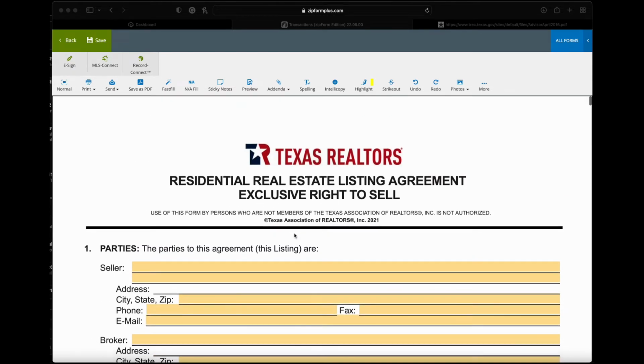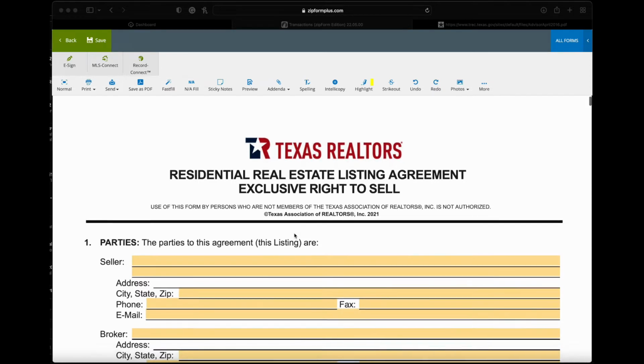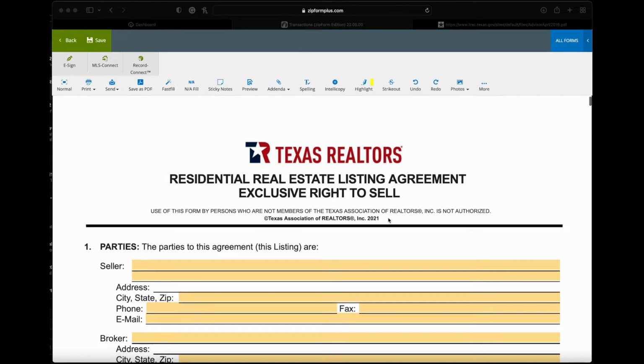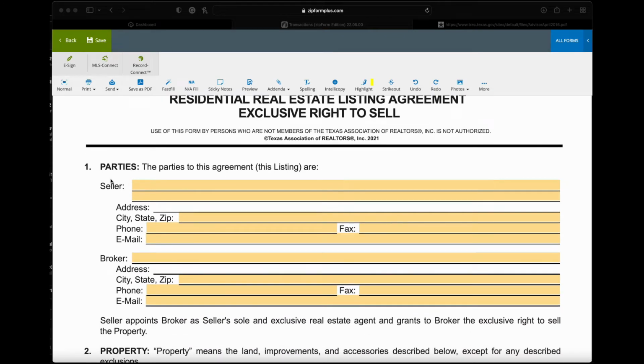This form will populate in your .loop system when you get an active listing, so you can find it there. It's also available on Texas Realtors under your zip forms. You should have access. These are what you pay for. Okay, so here we go. It's pretty self-explanatory, most of the parts. It's very similar to buyer's representation agreements.